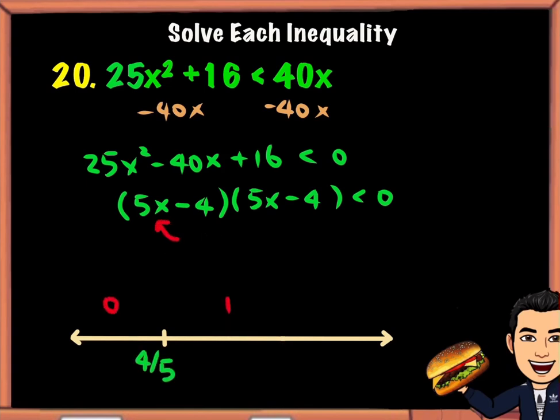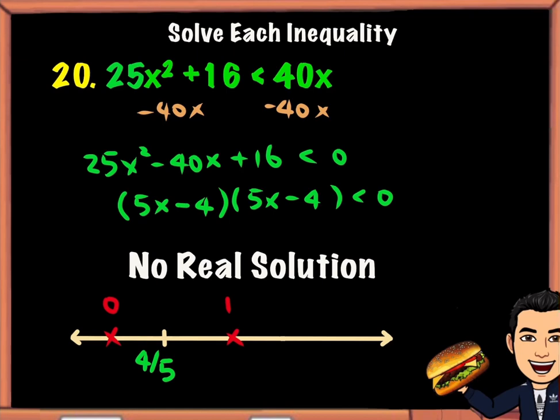If you insert 0 in there, you're going to get a negative multiplied by a negative, and that's not less than 0. So we're going to put an x right here. That's not the interval we want. If you insert the 1, you're going to get a positive multiplied by a positive, and that is not less than 0. So this is not the interval we want. So you want to say that the answer has no real solution.